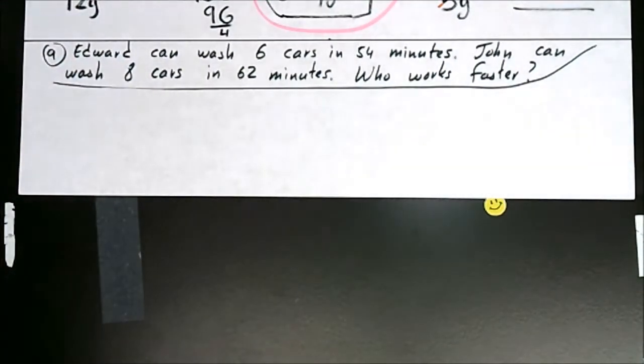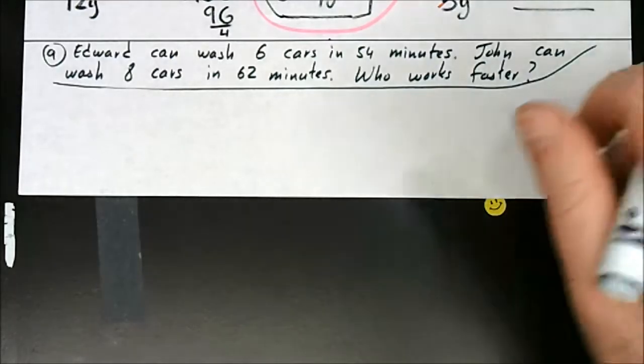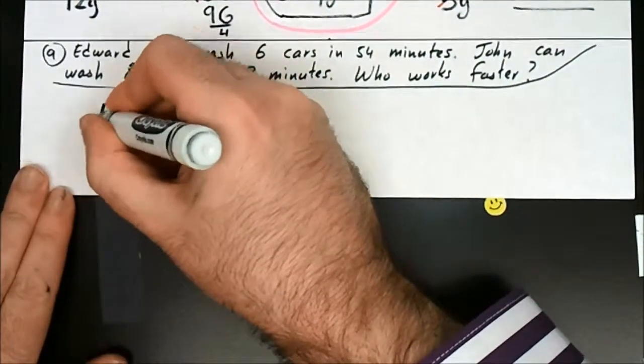Number 9. Can someone read the problem out for me? Nine is very similar to number 8. So what would I do first? I would find the unit rates. In this case, how many cars does Edward wash, or how much time does it take for Edward to wash a car? Alright, not a problem. So this is how I'm going to set up the problem. Since Edward can do 6 cars in 54 minutes, it takes him 54 minutes.